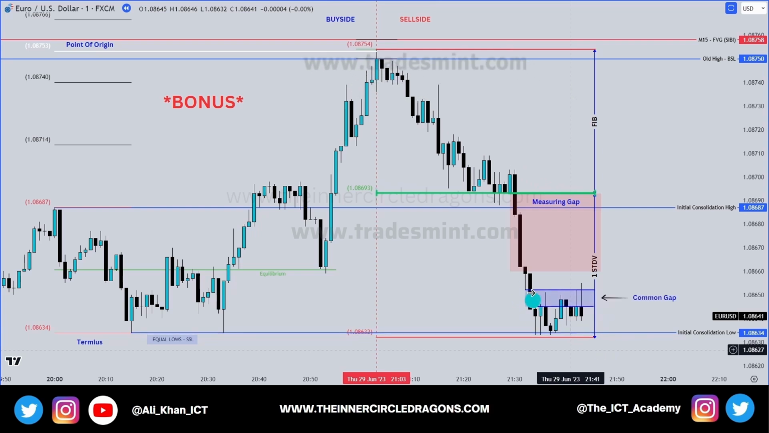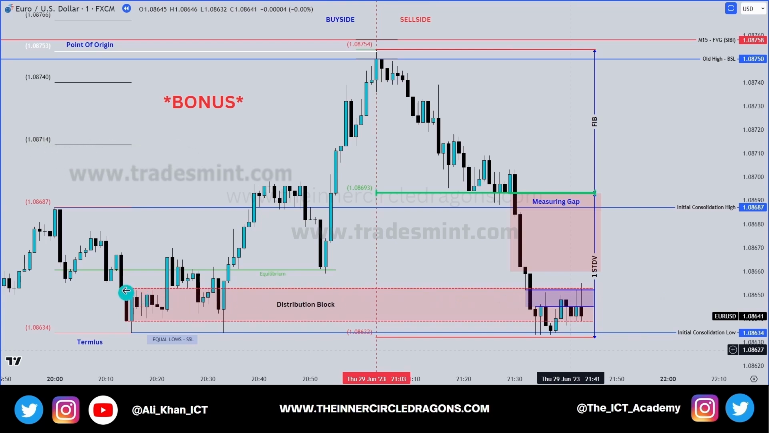We see that we have a common gap that has again formed after the measuring gap. The candle's bodies are staying below the consequent encroachment of this gap. If we look to the left, this last down close candle on the buy side of the market maker sell model becomes our distribution block.